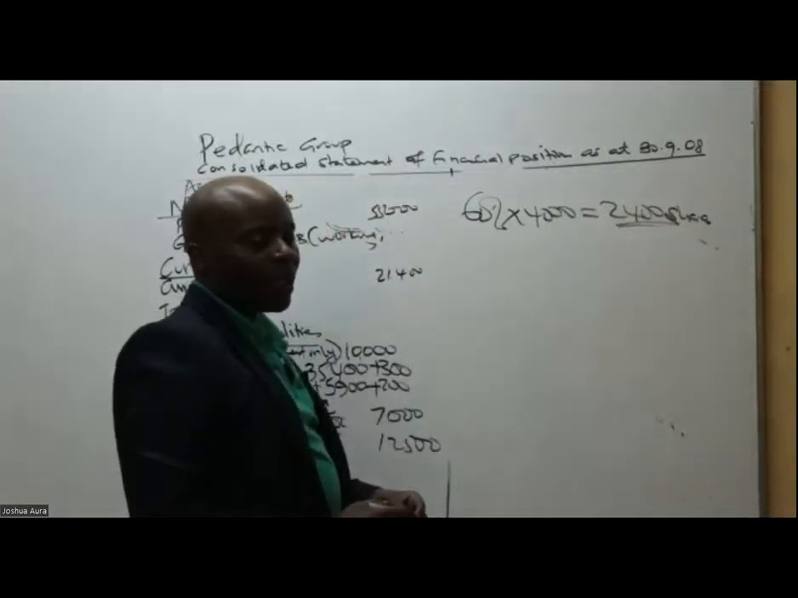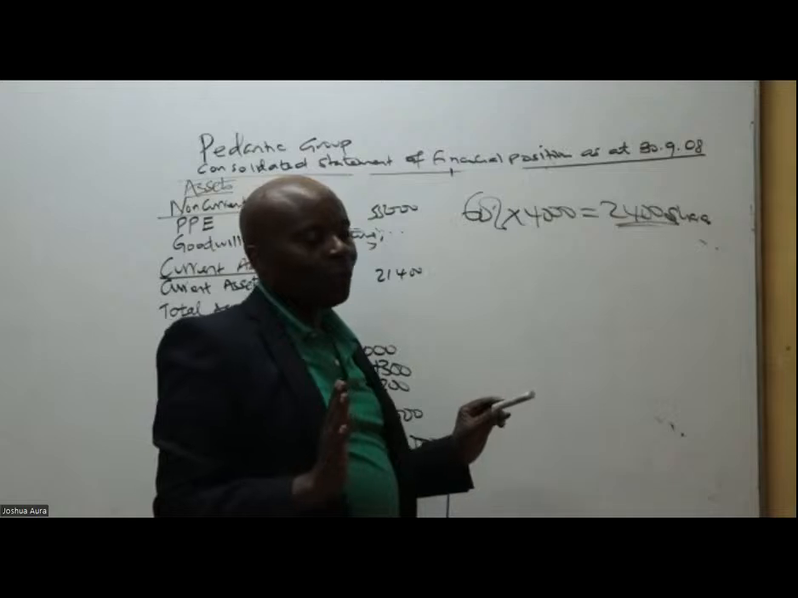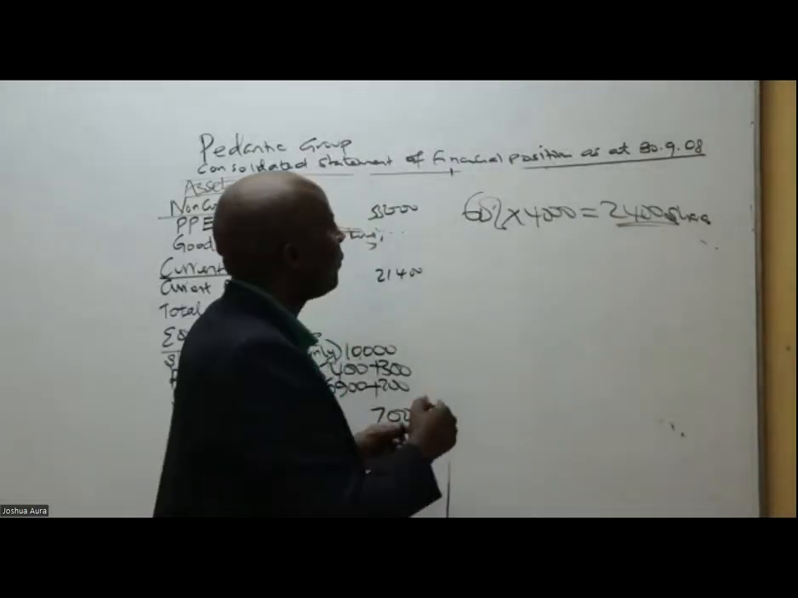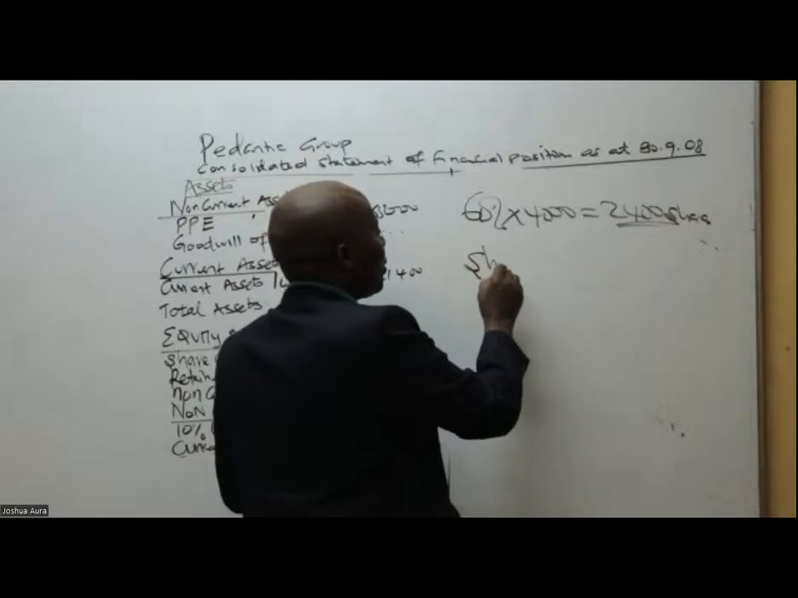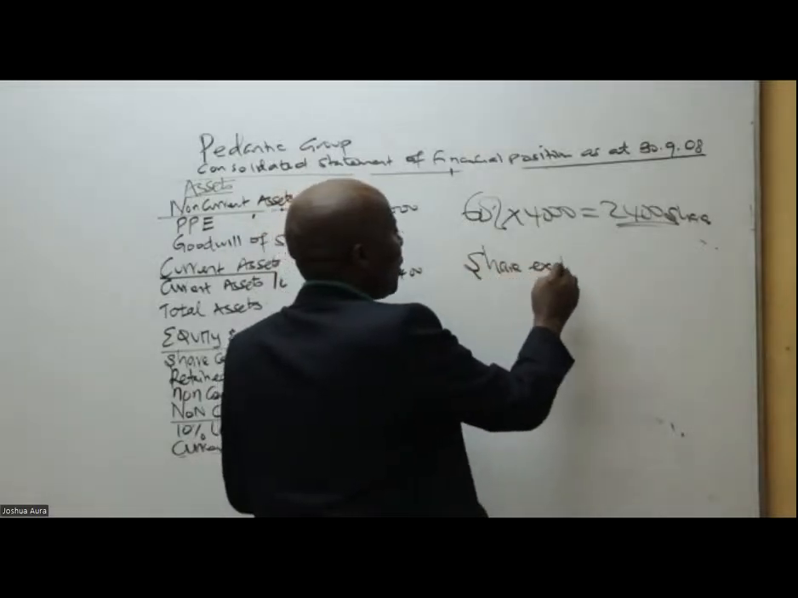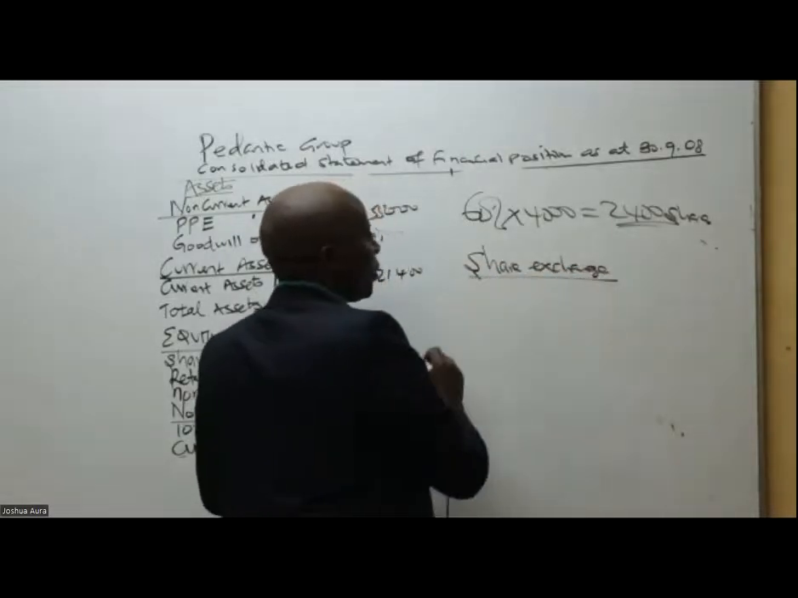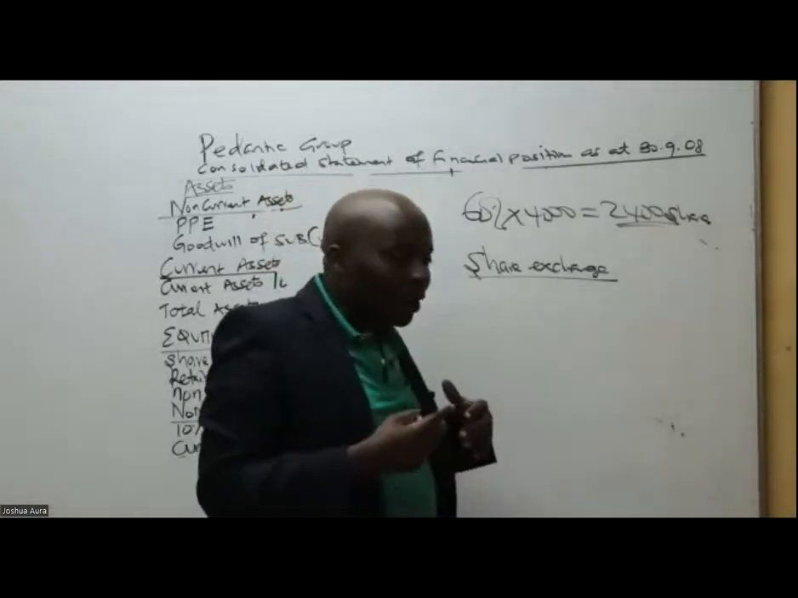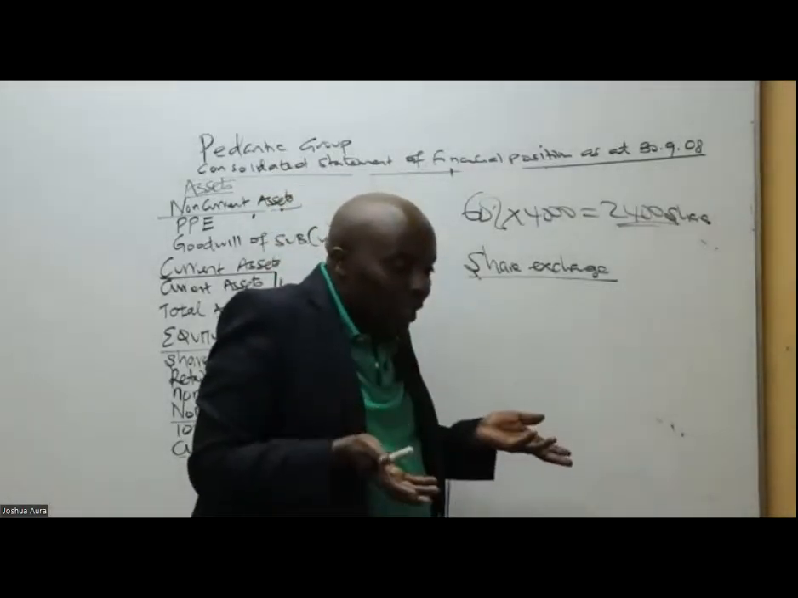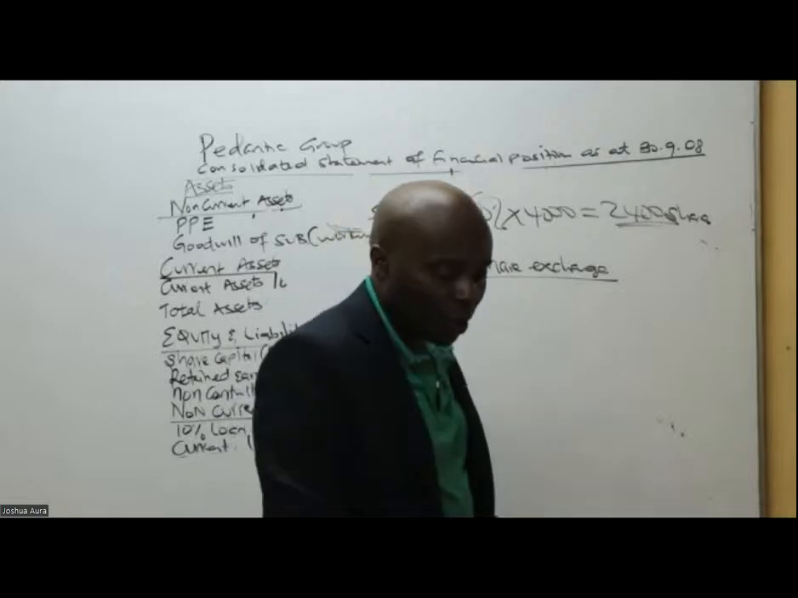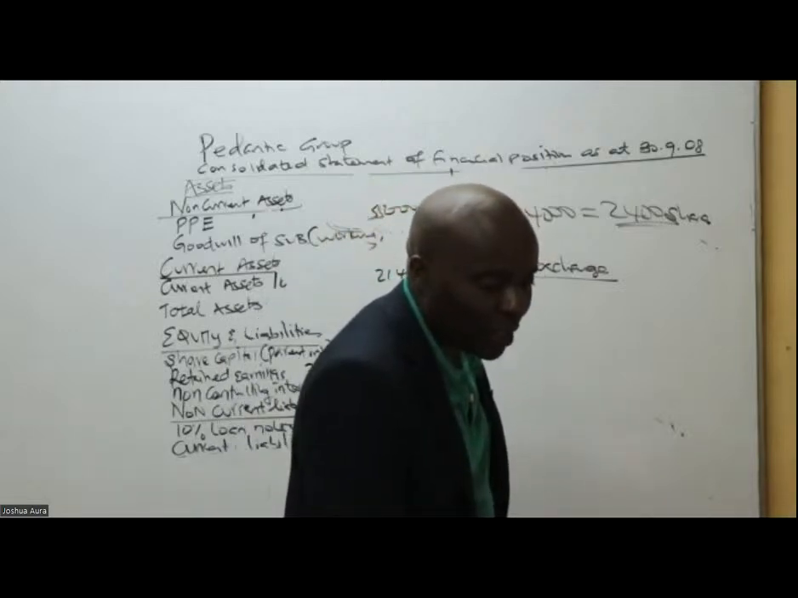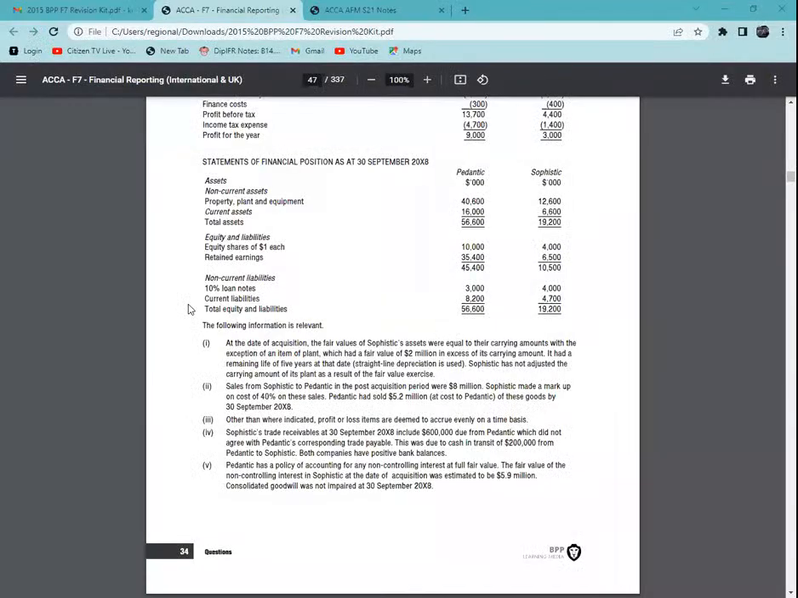So Sophistic gave out how many shares? 2,400 shares to the parent. I love this. Look at the share exchange. Because the parent gave out shares instead of money, I would want to know how many shares the parent gave in return. This is quite critical for me. Look at this, ladies and gentlemen.